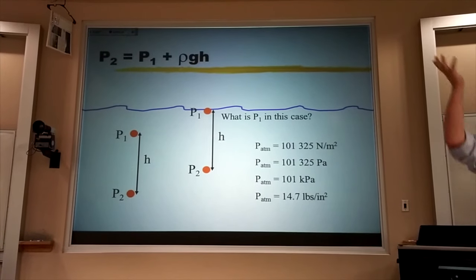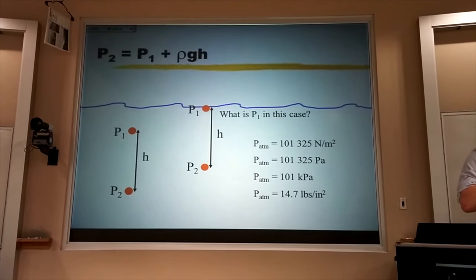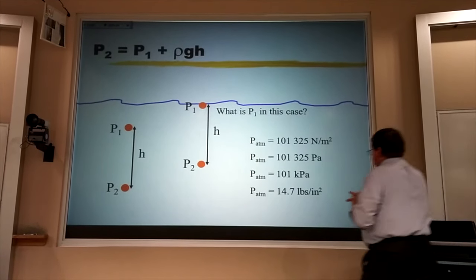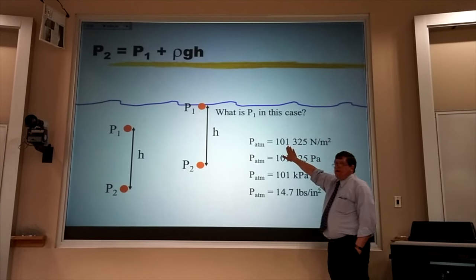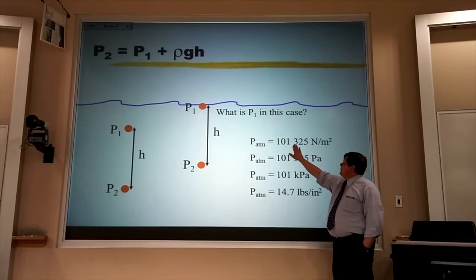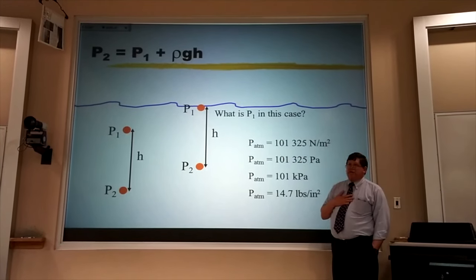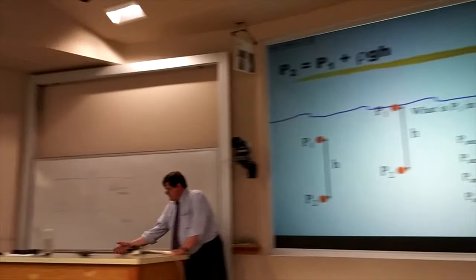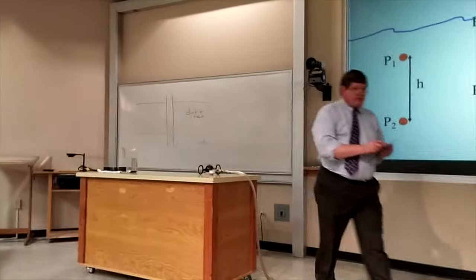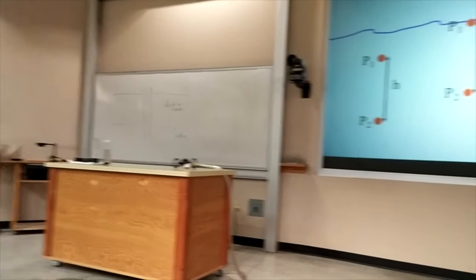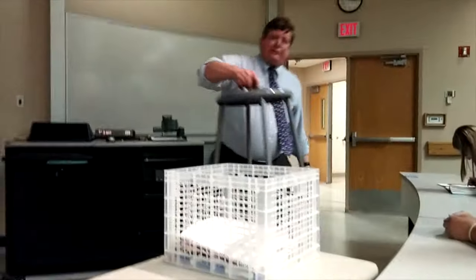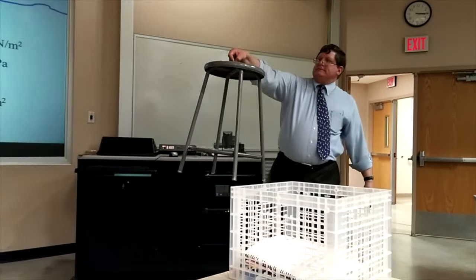That at the top of the lake we were at the bottom of this vast sea of air 30 kilometers deep, and that gave us this atmospheric pressure, 101,325 pascal. Now, this atmospheric pressure explains why I can pick up this chair with this piece of rubber.